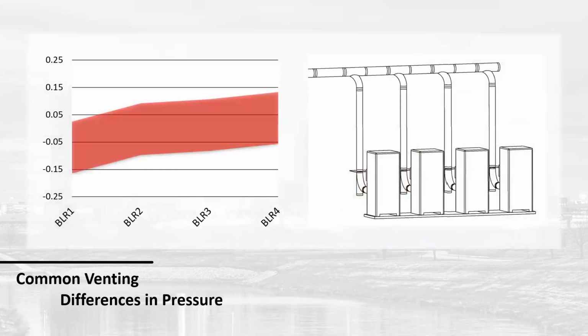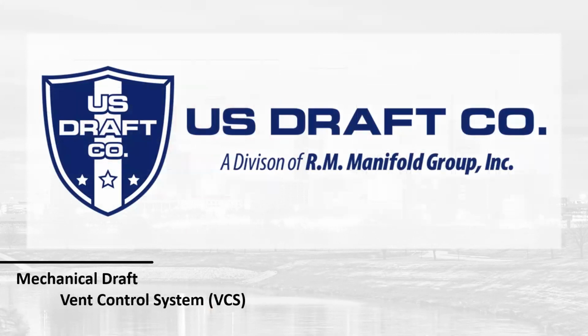The other thing is your pressure is all over the map. Again, as boilers turn on and off, that pressure may go all the way from a 0.16 negative all the way up to a 0.13 positive in this scenario. And that's for boilers that are just modulating up and down, depending on whether the stack's cold, whether you're at full fire, low fire, whatever it may be. So obviously we have to smooth that out a bit, and that's where we come into play with our mechanical draft system.